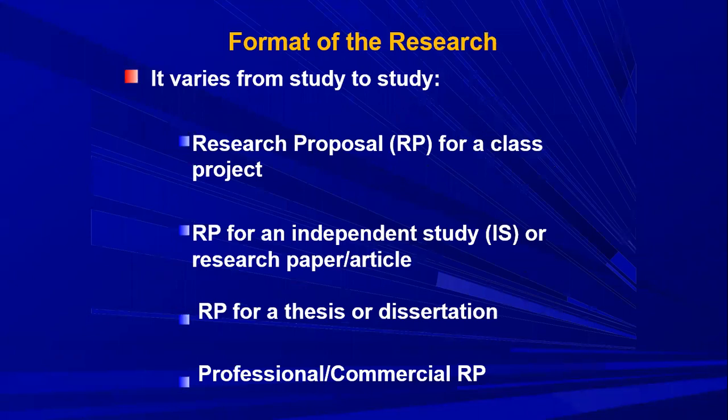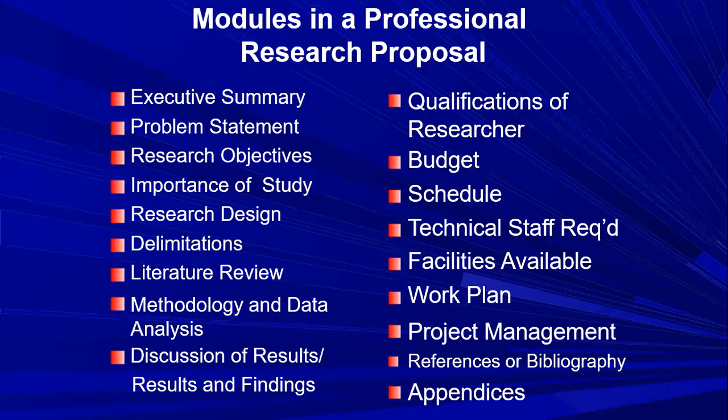Format of research varies from study to study. There is a research proposal for a class project, a research proposal for an independent study, a paper or article which is published, a research paper for a thesis or dissertation, especially for a PhD, Doctor of Philosophy, and a professional or commercial research proposal for business people. So what modules are included in the professional research proposal? First is the executive summary, where you talk about your project report and why you are starting your research.